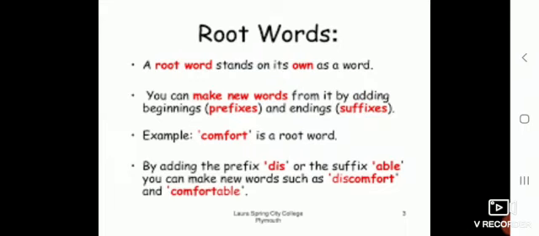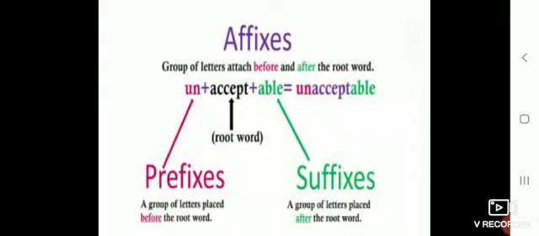And if we combine both prefix and suffix to the root word, comfort will become discomfortable. Now let's move to the next example. Let's see one more example.